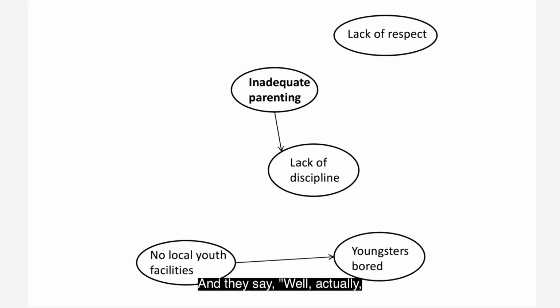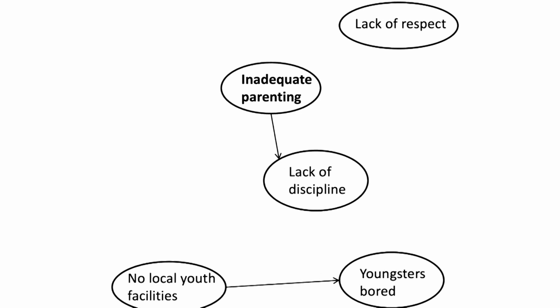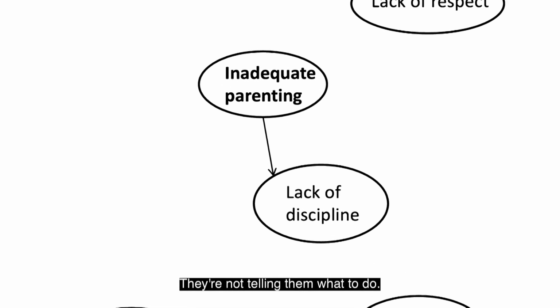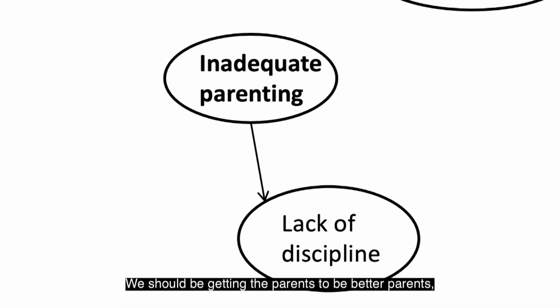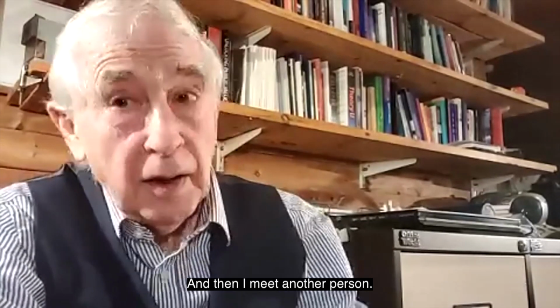The next group are the people in housing. And they say, well, actually, we don't think it's the kids' problem. It's the parents. The parents aren't teaching the kids how to behave. They're not disciplining them. They're not telling them what to do. We should be focusing on telling the parents off. We should be getting the parents to be better parents, not trying to punish the kids. It's not their fault they haven't been taught properly.